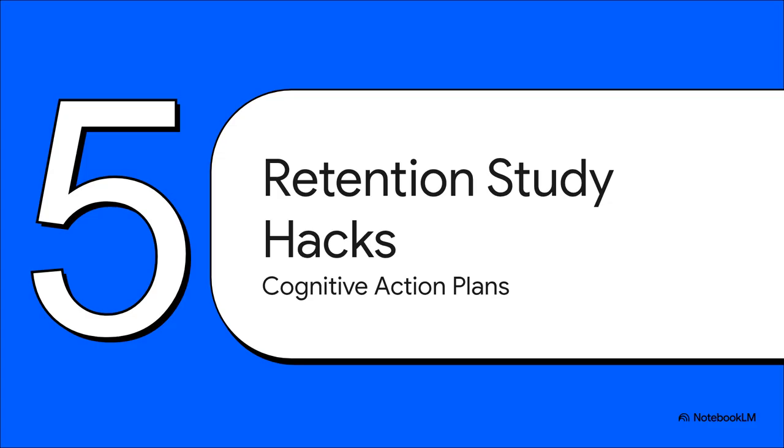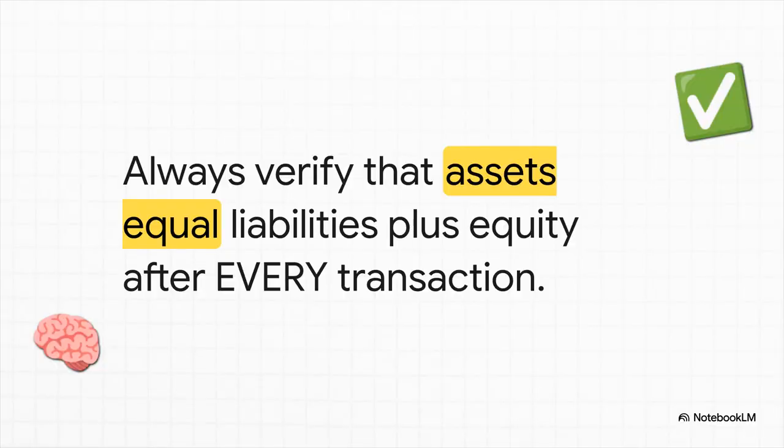Section 5, LCPA Retention Study Hacks. To make sure this actually sticks for your board exams in a few years, let's look at some cognitive action plans. Here is your first major hack. Never skip the step of mentally verifying that your equation balances after every single entry. I'm serious, it is the ultimate error-checking system for transaction analysis. Don't wait until the very end of a multi-part problem to check your balance. Check it row by row.